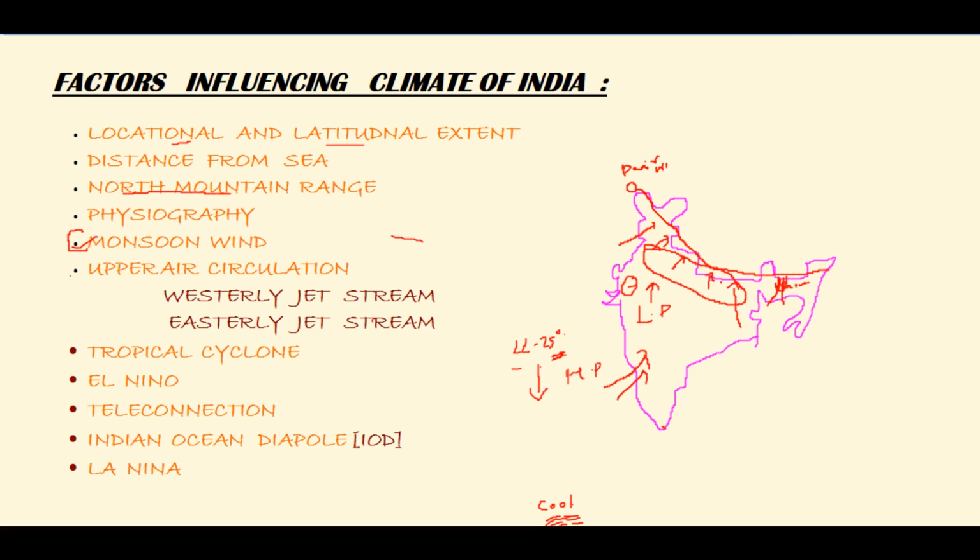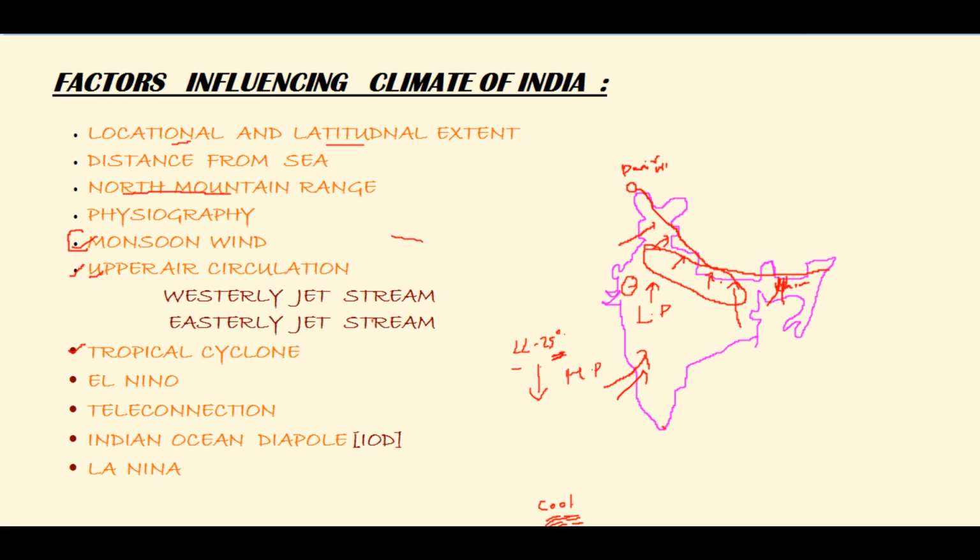The other thing is the upper air circulation, the westerly jet stream and easterly jet stream. We will talk about it in the next video. What's the role of the tropical cyclones? Tropical cyclones generally occur in the November months, just like the cyclone Hudhud, and many more.